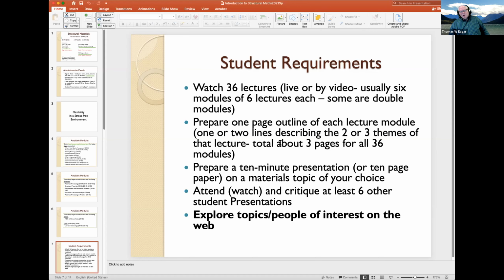You've got to prepare a 1-page outline of it. It says 1-page outline of each lecture module. By 1-page outline, I should change that. It's 1 or 2 lines describing the 2 or 3 themes of that lecture. So for the whole course of 36 lectures, you only need about 3 pages of notes.